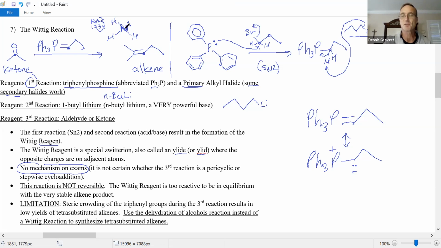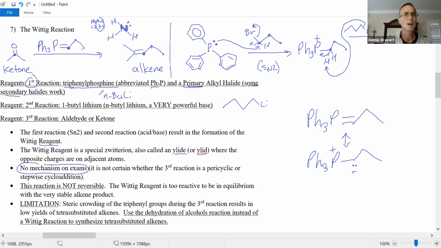When nitrogen makes four bonds and loses its lone pair, or uses its lone pair to make the fourth bond, then you would get nitrogen with positive charge. This phosphorus has a positive charge. It too is making four bonds. Cool. Anyways, I think we're done. That's how you prepare the Wittig reagent if you need to do it.